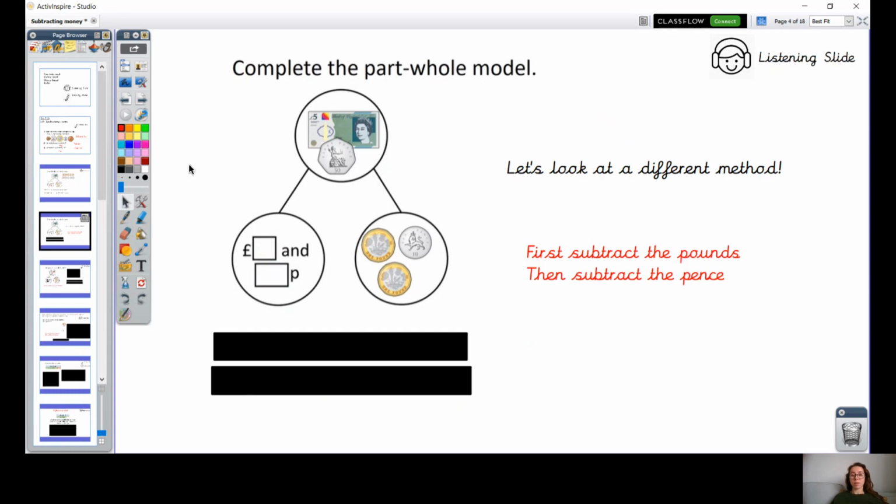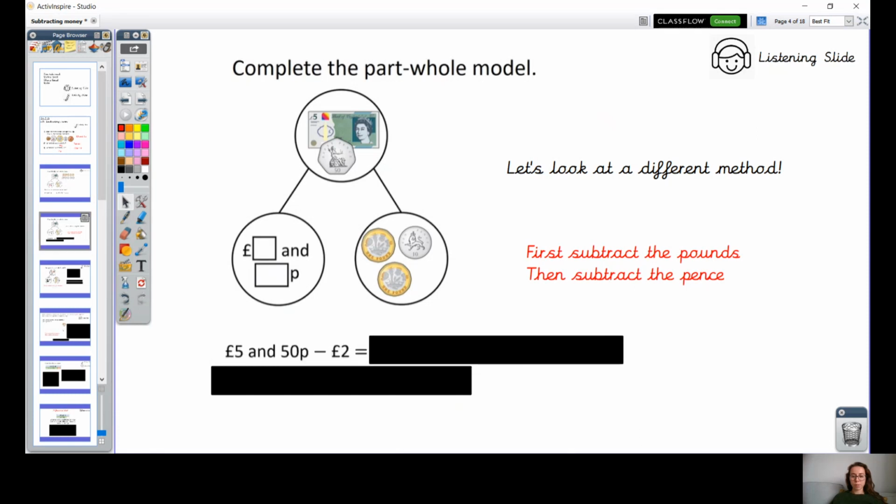Let's look at another method. So we've got the same question. We're going to listen for this other method of how to do it. I'm going to use my stem sentences to help me with this method. First, subtract the pounds.